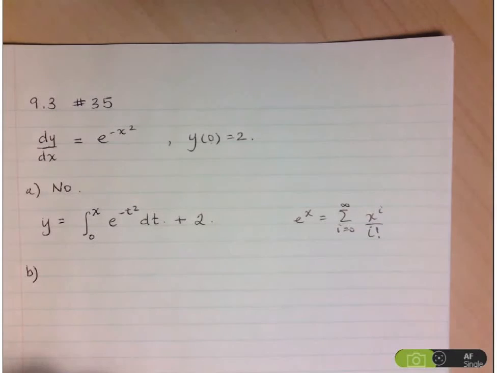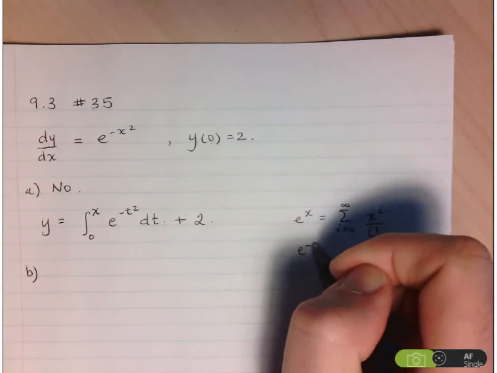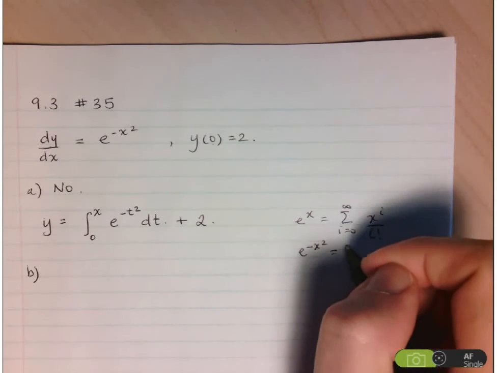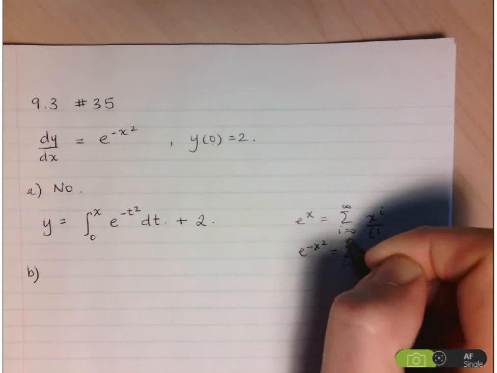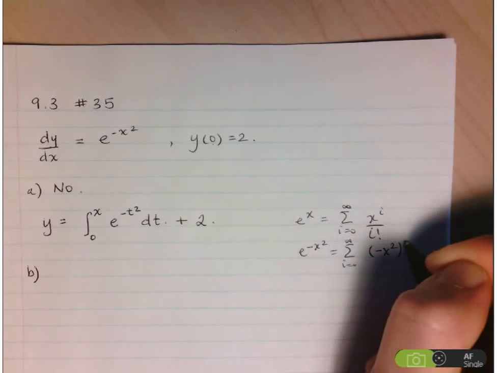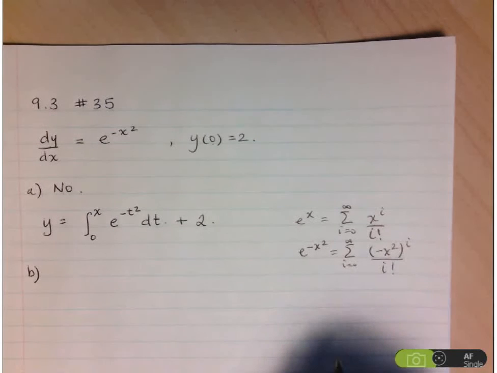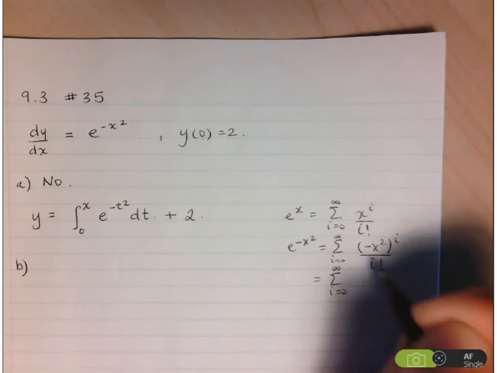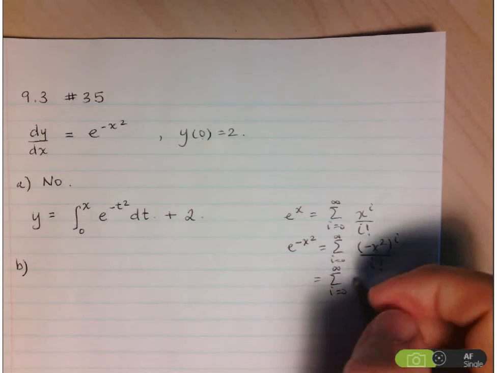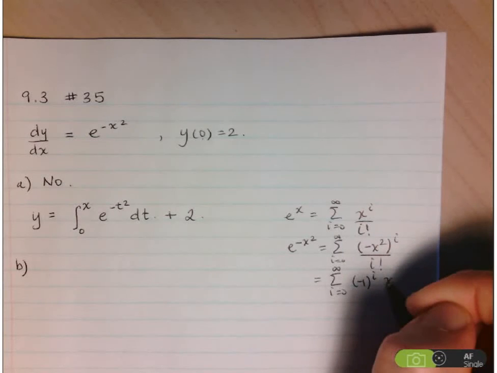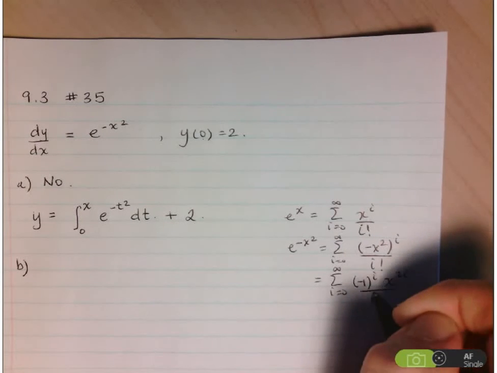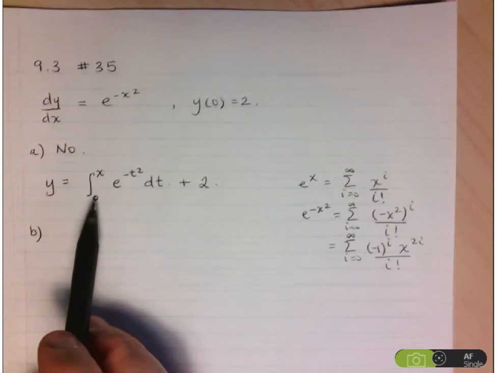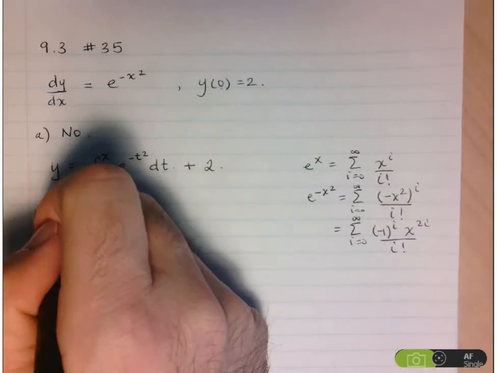So we can easily now determine the power series for e to the minus x squared. We just have to replace x now by negative x squared. So i goes from 0 to infinity of negative x squared to the i over i factorial. Let's just write this in power series form. So we have i from 0 to infinity, and we'll have to extract that negative 1. So we have negative 1 to the i, and this just becomes x to the 2i over i factorial. And this is now the function that we're going to integrate to come up with a solution that doesn't involve an integral. So let's do that here.